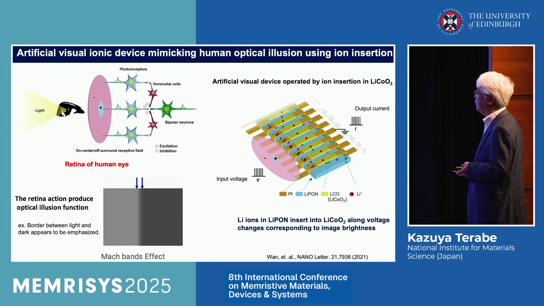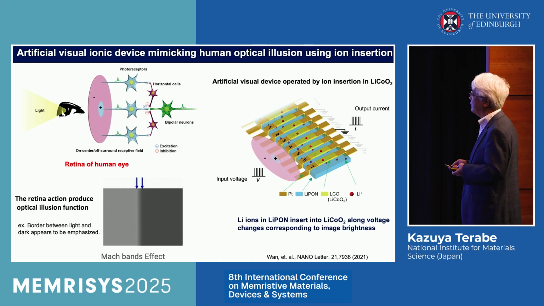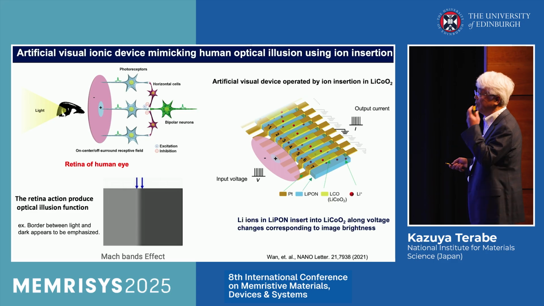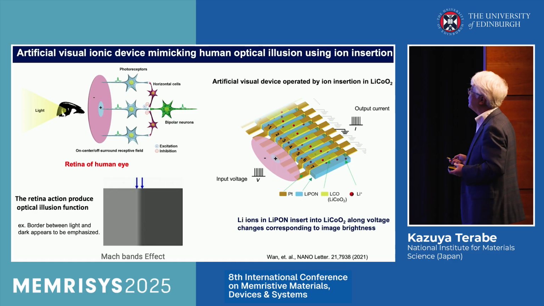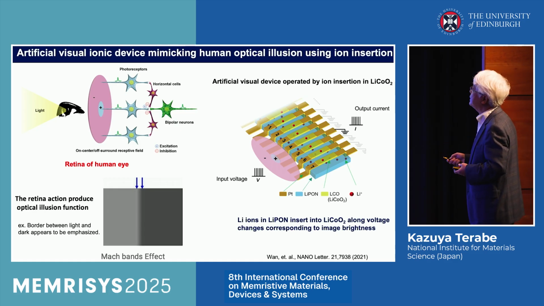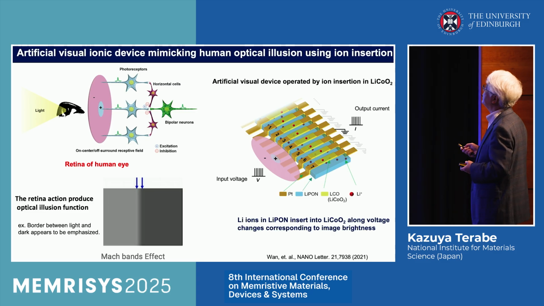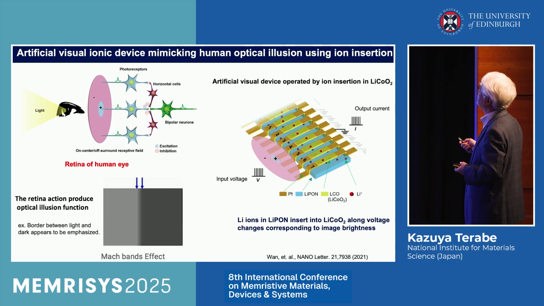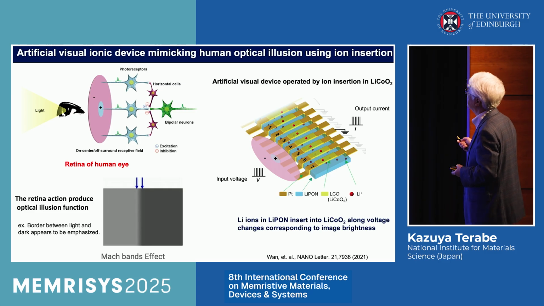This is the very well known Mach band effect. The border between the light and dark appears to be emphasized. This is a human illusion. We try to mimic such a retina structure using the ionic devices which operate by the ion insertion in the lithium cobalt oxide.